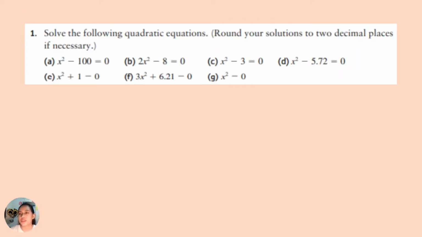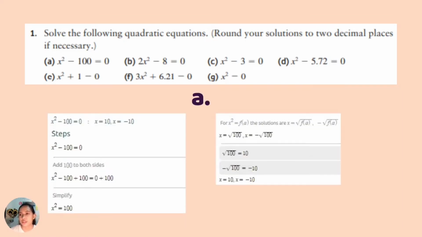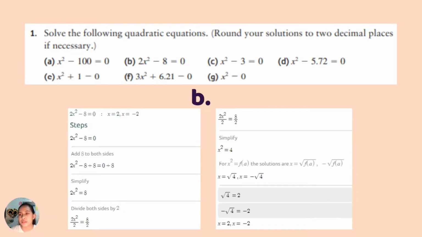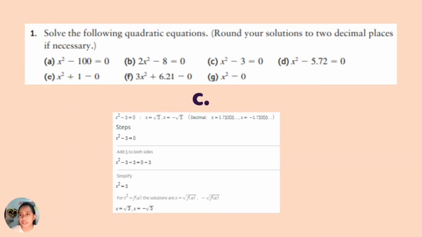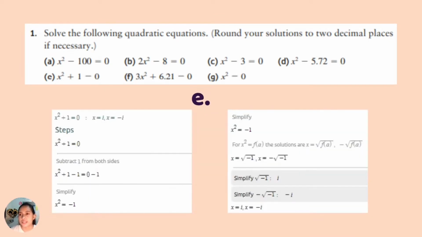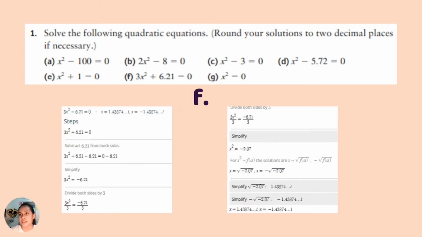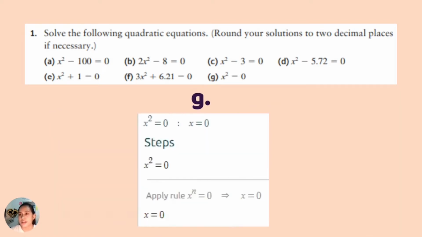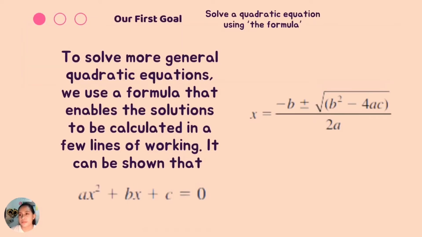Solve the following quadratic equations. Round your solution to two decimal places. These are the answers. As you can see, x equals 10 and x equals negative 10 is the answer of letter A. And this is letter B, letter C, letter D, letter E, letter F, and letter G.